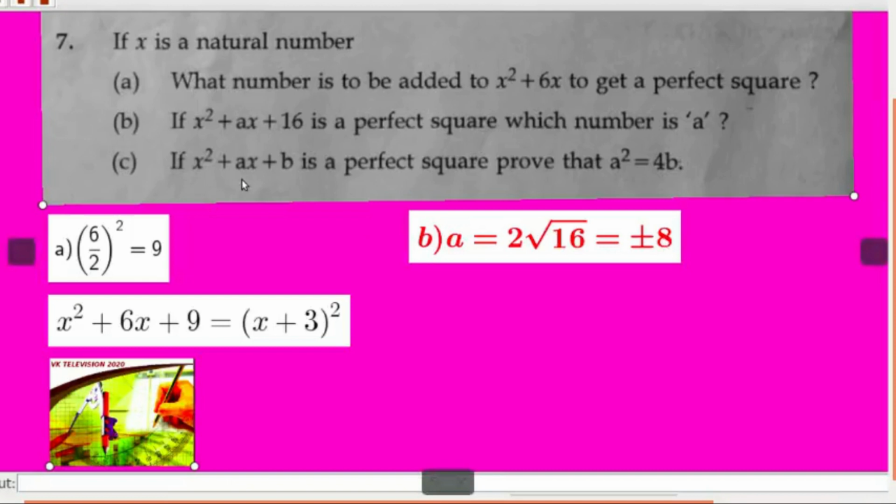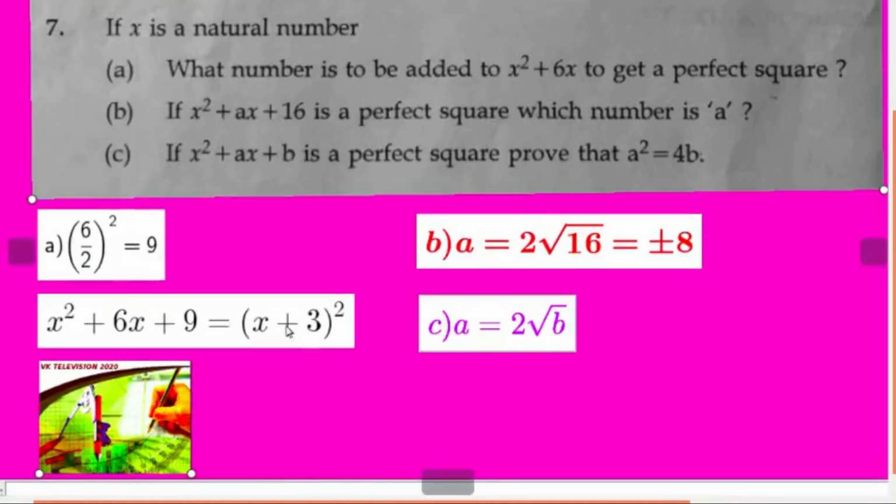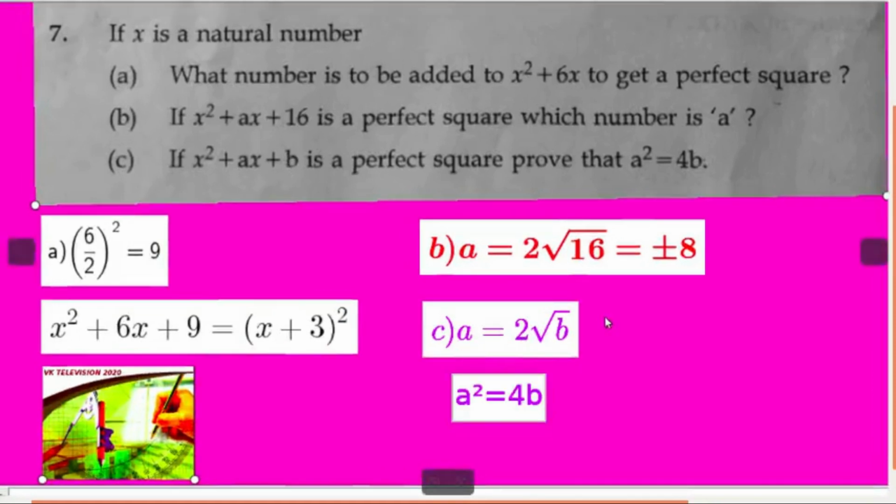If x square plus ax plus b is a perfect square, prove that a square is equal to 4b. We have the relation a is equal to plus or minus 2 root b. Then squaring on both sides, a square is equal to 2 square is 4, root b square is b. So a square is equal to 4b.